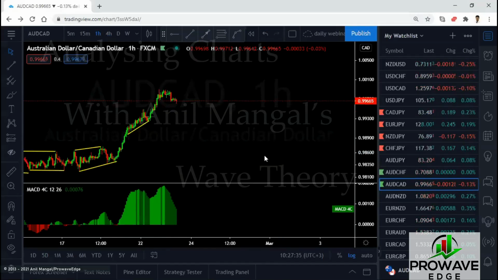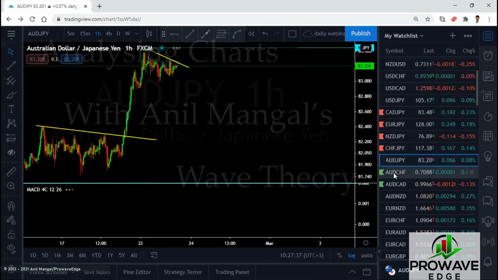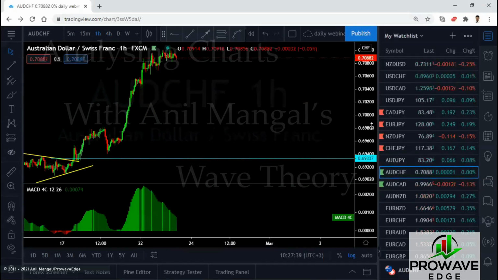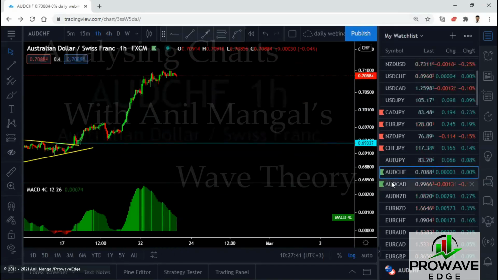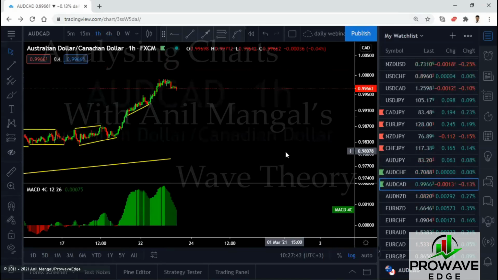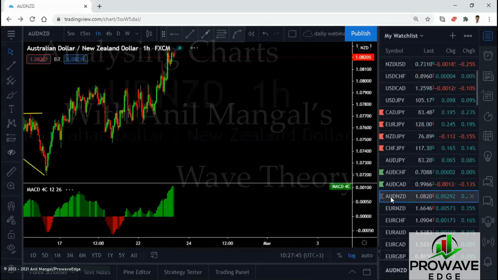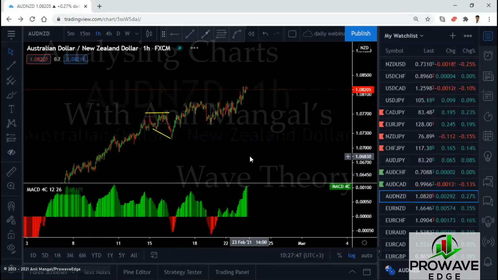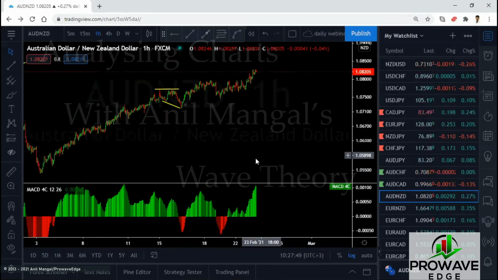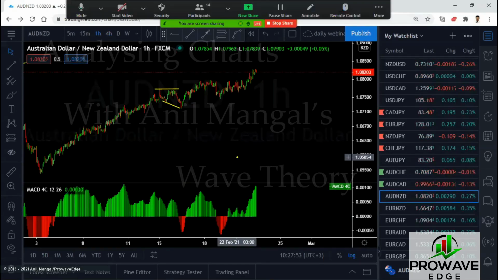So you have a buy here. You have a buy in the Aussie yen. You have a buy in the Aussie Swiss. Also consolidating, you'll get a buy in the Aussie CAD. They're all Aussie pairs. Aussie New Zealand, I said if you have a lot of patience, or you would like to test your patience, or train yourself to be patient, you can buy this. You could have bought this from here.